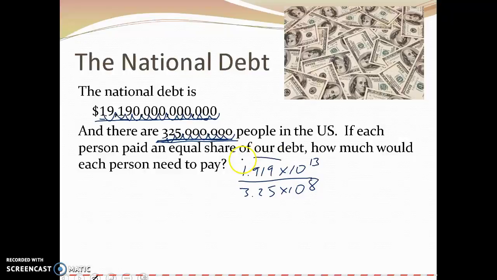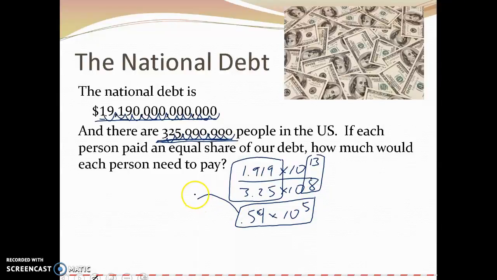And so we're going to start by taking the 1.919 divided by 3.25. And it's not exactly, but it's really close to 0.59. So I'm going to take the 0.59 times 10 to a power. And so that means I'm going to take 10 to the 13th divided by 10 to the 8th. And if you remember the quotient property that we did yesterday, we're going to take 13 minus 8 because they're like bases. 13 minus 8 is 5. And so that's 0.59 times 10 to the 5th, although that number's not in scientific notation.